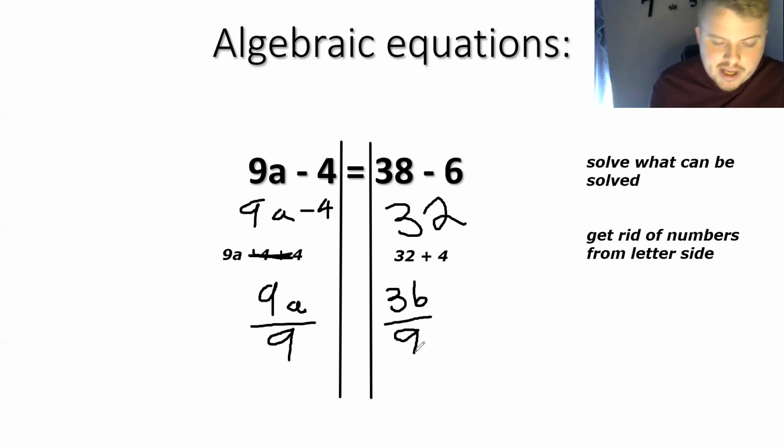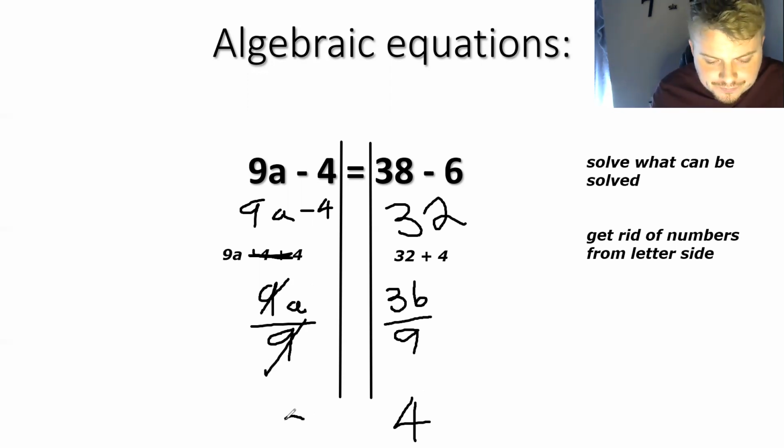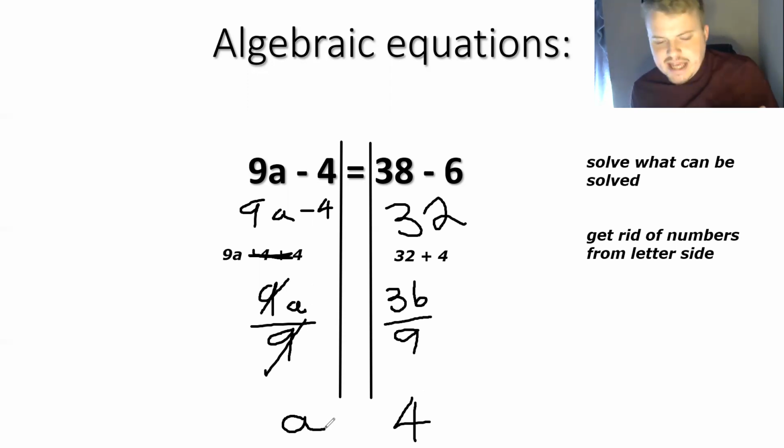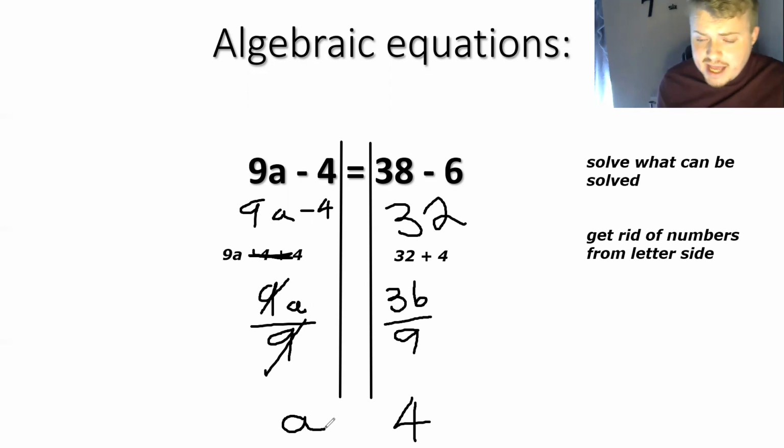Okay, what can be solved? 36 divided by 9 is 4. And on the left side, the 2 9s cancel each other out. Times 9, divide 9, they cancel each other out. We are left with a. So a equals 4. Okay, right.